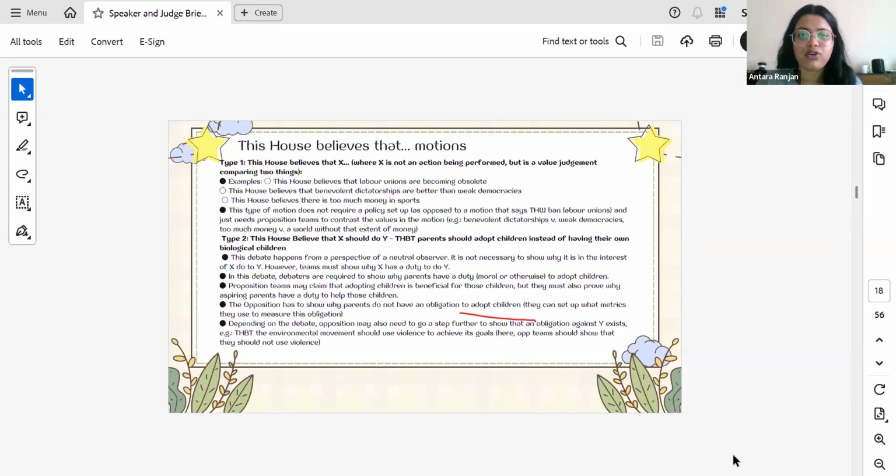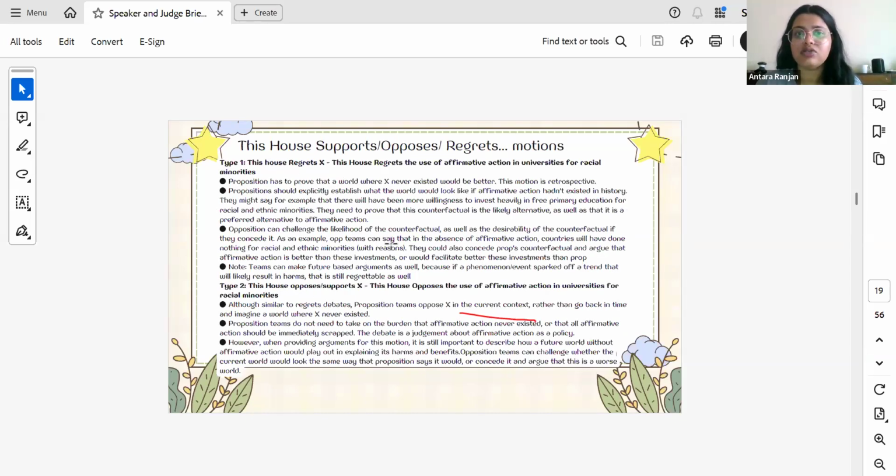Okay, cool. Let's move on to the next type of motions. So this house supports is THS, this house opposes is THO, this house regrets is THR, right? We will go through all of them one by one. So first, you have this house regrets.